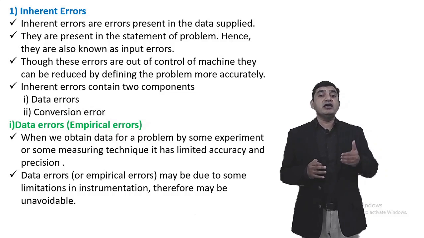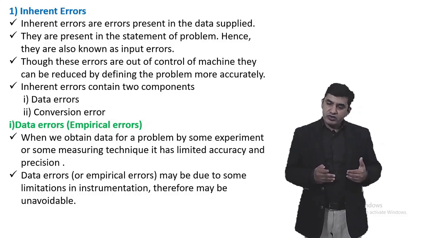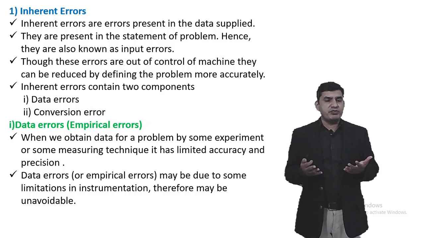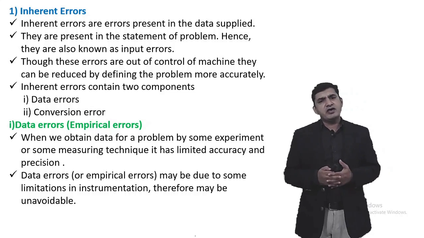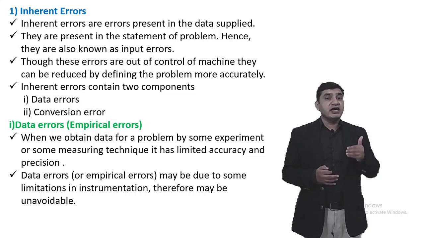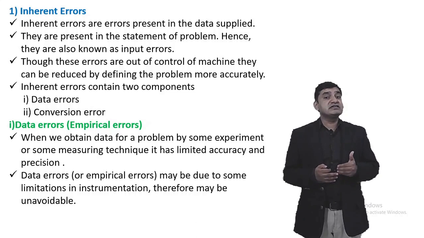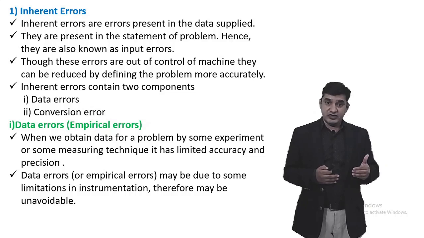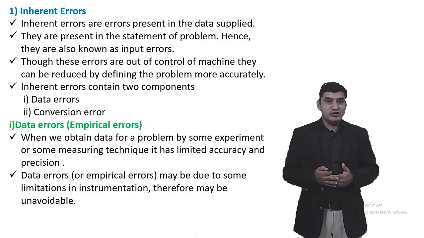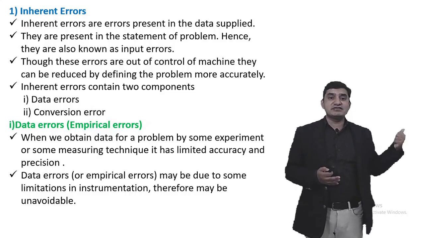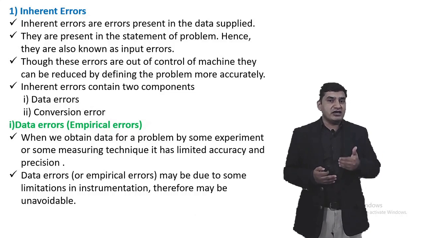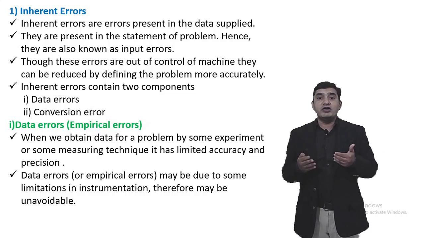Now, in computational physics, we use an instrument. Generally, we use the computer, and the computer has some limitations. This error is unavoidable. To avoid this error, we have to replace our machine, since these errors are out of control.